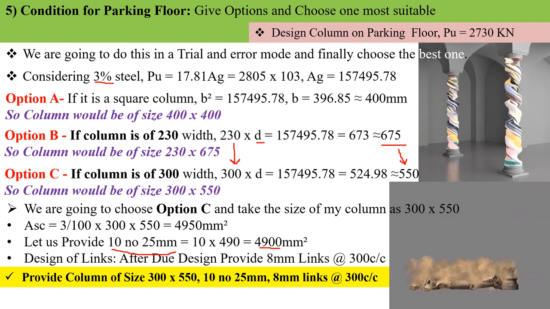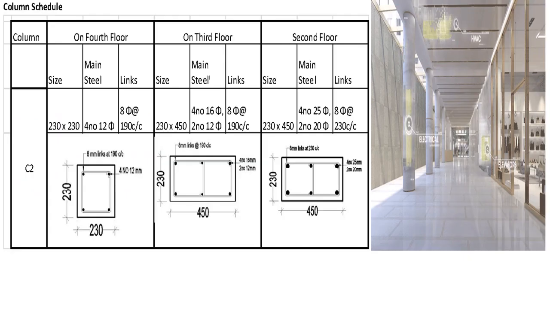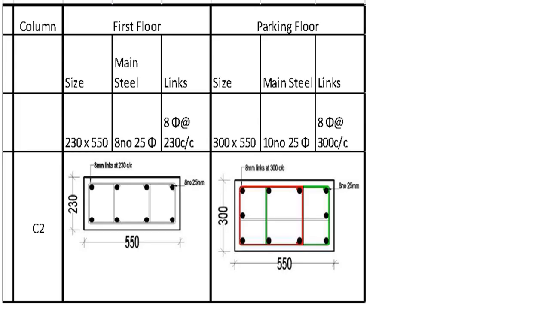Once we have done with the design, the important point is we need to put it into the schedule, right? If you're designing the column, you can put it in the schedule. You can pause the video and see how exactly we have put it into the schedule in a systematic way, right? For the different floors: fourth floor, third floor, second floor. Similarly, you can see for the first floor and even for the parking floor. If you want, you can pause the video and clearly see the same.